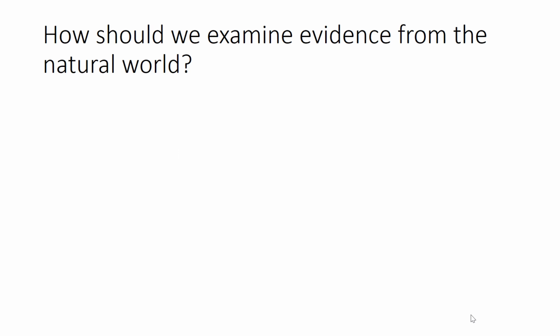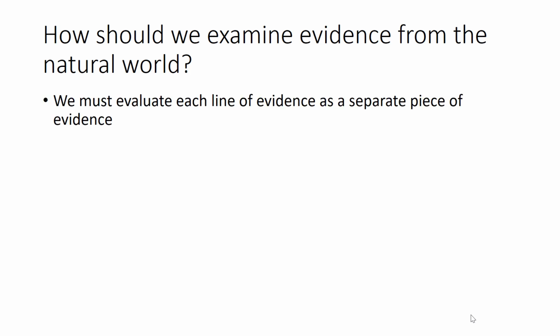So how should we examine evidence from the natural world? Very similar slide to what we had for Wednesday. And again, we need to point this out. We have to evaluate each line of evidence as a separate piece of evidence. We cannot assume that our particular view of origins is true. We need to evaluate each line of evidence and figure out all of the possible explanations for these data, and then from that come to an idea of whether the natural world provides more evidence for or against universal common descent.